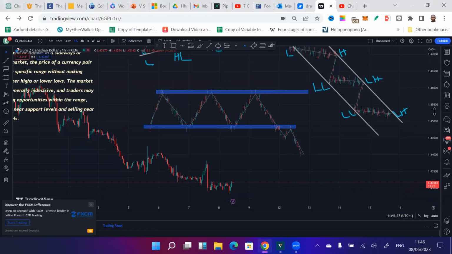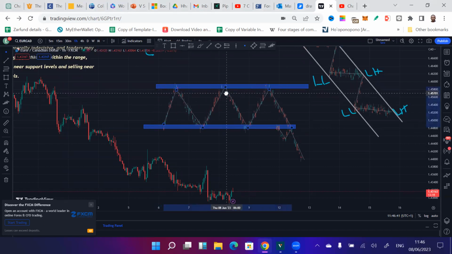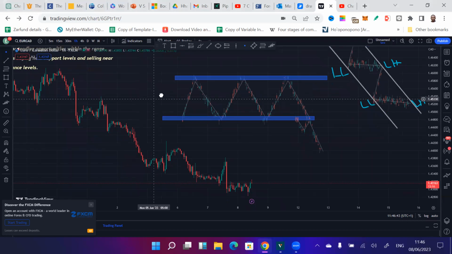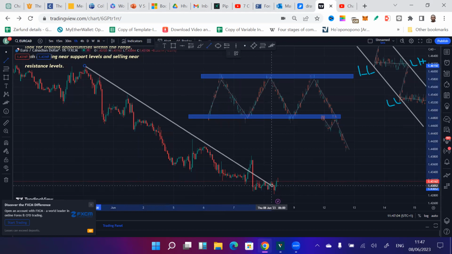So now, let's look at something very quickly here. This particular trade is a Euro CAD trade. You see? Euro USD, Euro CAD. This chart we are looking at now is a Euro CAD chart. If you look at this chart right now, can you see that this is clearly a downtrend?